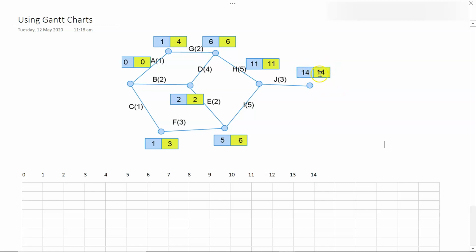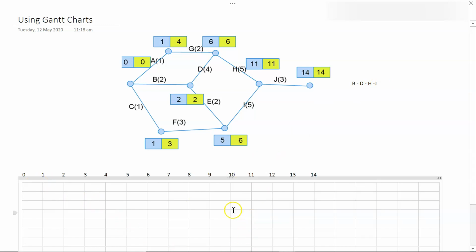So here's the double dominoes. So 14, 14, 11, 11, 6, 6, 2, 2, and 0, 0. So our critical path will be B to D to H to J.